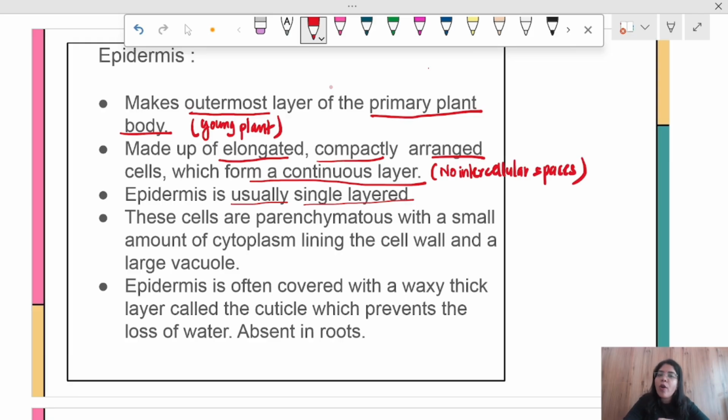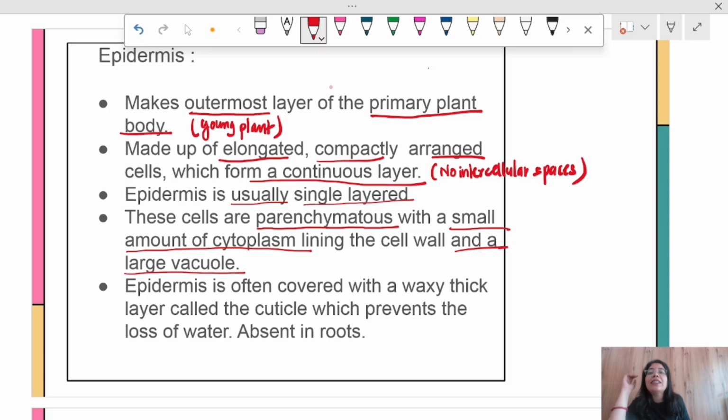Now the cells of this epidermis layer, they are living cells, they are parenchymatous. Remember, you have learned parenchyma is a type of simple tissue in the previous class, right? So it is parenchymatous. Parenchymatous cells are living cells, right? What is the content or composition of the cell wall of parenchyma? It is having cellulose, right? So the cell wall is thin, it is having cellulose, and it has a small amount of cytoplasm because there is a large vacuole in the center, right?